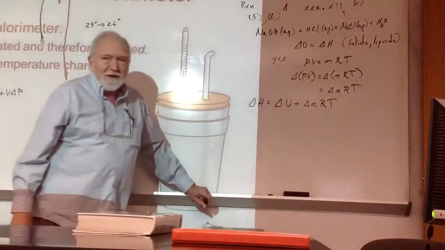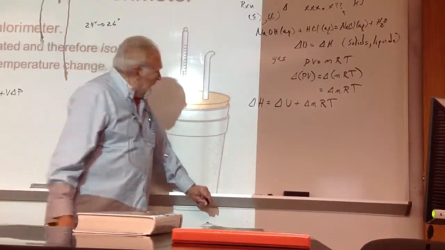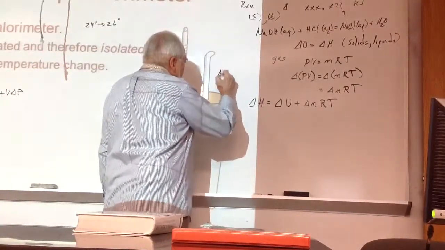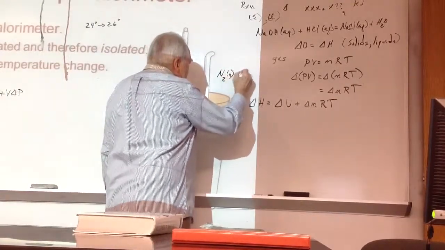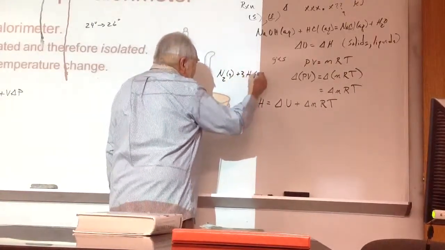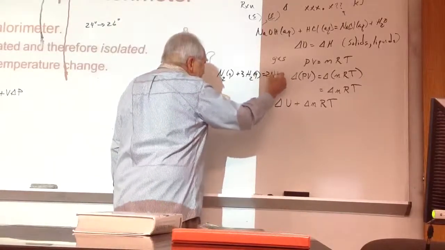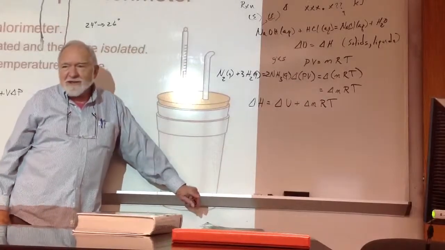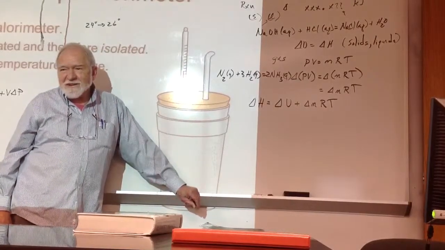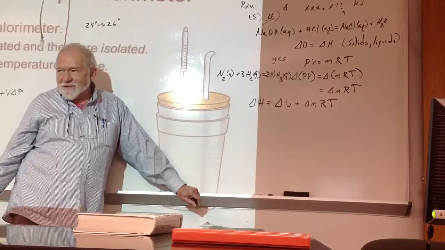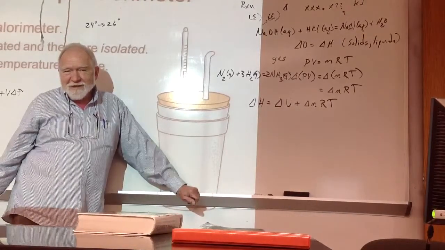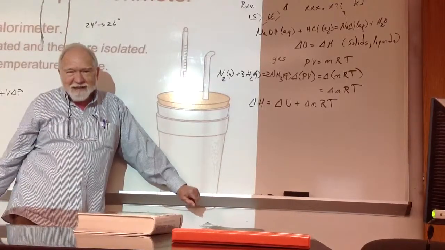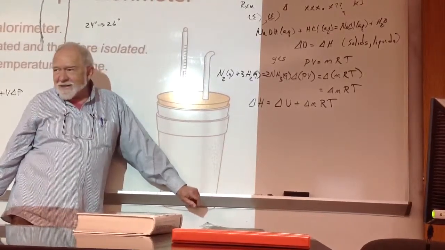RT. Let's pick a good reaction. What's a good reaction? N2 gas plus 3H2 gas equals 2NH3 gas. What's delta N for that reaction? We did this before. Where did we do this before? A relationship between K sub P and K sub C. Remember that? RT to the delta N.